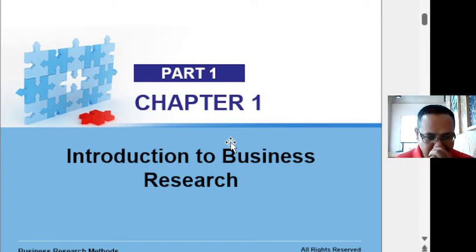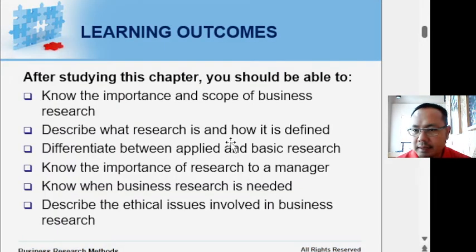So this is just the introduction of business research. After a study of this chapter, you should be able to understand a few points that you can see from here. The first point: know the importance and scope of business research. It's a bit different compared with pure or traditional research. And then describe what research is and how it is defined.